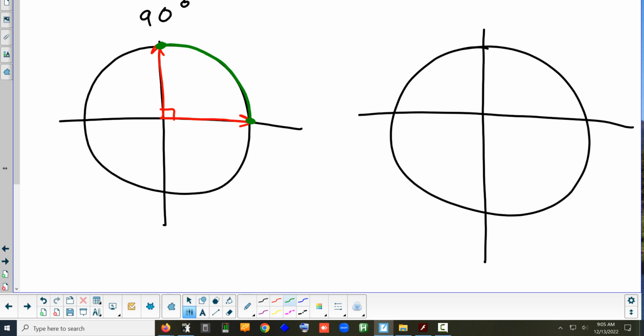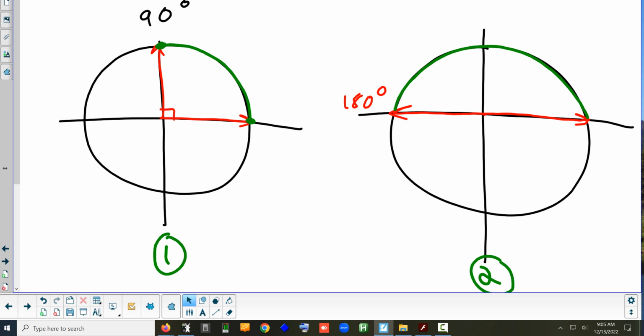Now I'm going to draw a picture of 180. The initial side. Here's the terminal side. And here's the arc for 180. So this one is 180. How does the size of the angle in picture 2 compare with the size of the angle in picture 1? It's twice the angle. Yeah, it's twice as big. So the angle in picture 2 is twice as big as the angle in picture 1.